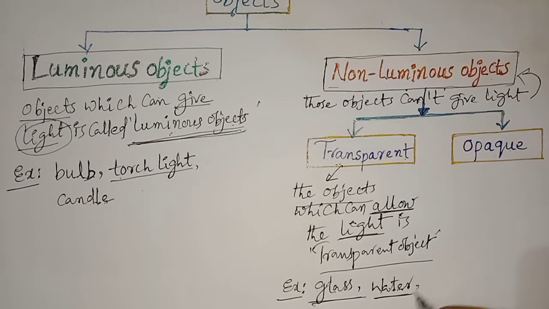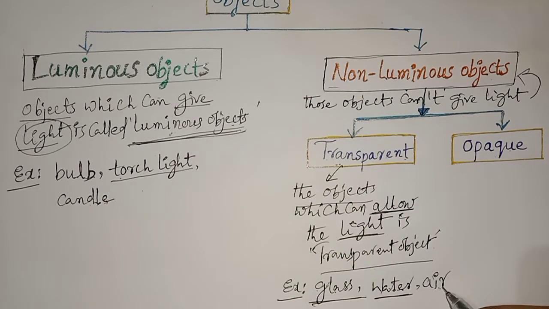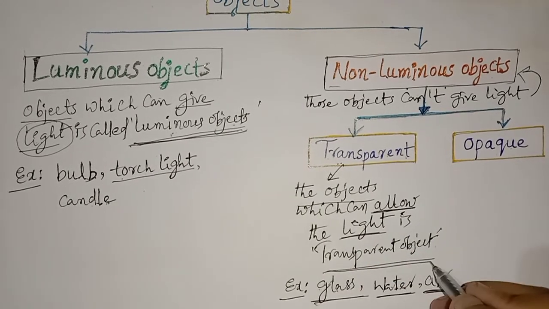So let us see one more example. Air. Is air a transparent object? Yes, because air can allow light. We know very well our surrounding is generally filled with air. So all the light rays are traveling through air. Means air is allowing light. So we can say air is a transparent object.